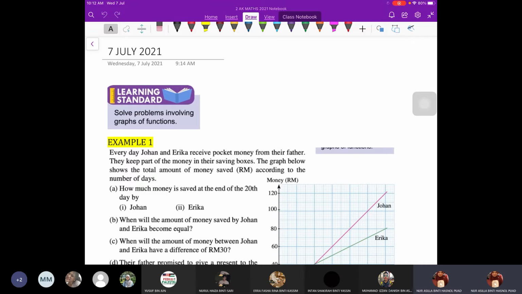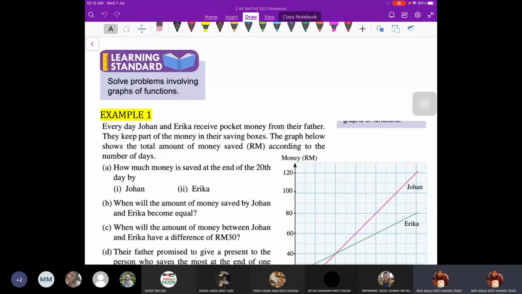Okay, so back to our learning standard for today. So today kita akan masuk 3 example. The first 2 examples come from the textbook, which is example 14 and example 15. Okay, and then the last example, example 3 in this class, is from comprehensive practice. Okay, saya ambil daripada generating excellence question 9. Saya ambil dari situ. Okay, so let's look.